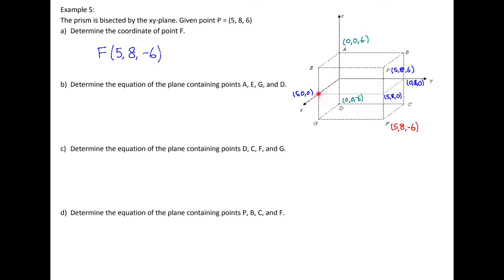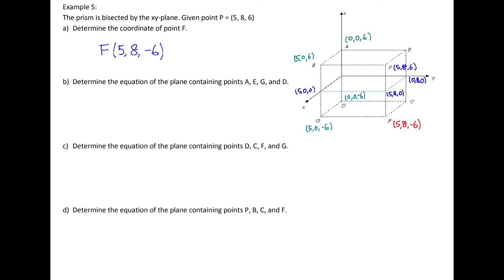Once again, from this point to go to E, you have to go 6 units up. So we get 5, 0, 6. And from this point to go to point G, it will be 5, 0, negative 6. So if you look at all those 4 points, look at what they have in common. You will see y value needs to be 0 because they are on the xz plane. That means x and z can be anything, but y value must be 0. Therefore, for the plane that contains those 4 points, which is the green plane here, the location is called the xz plane. The equation will be y equals 0.